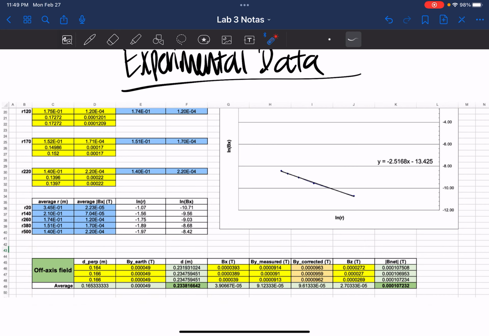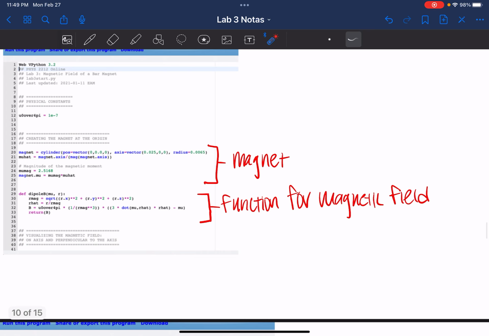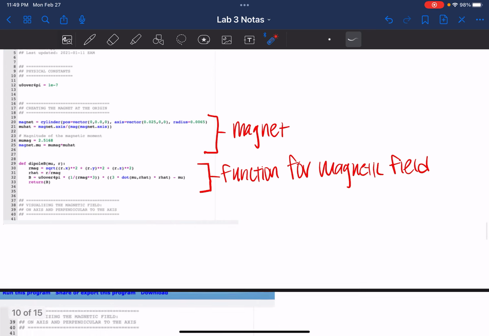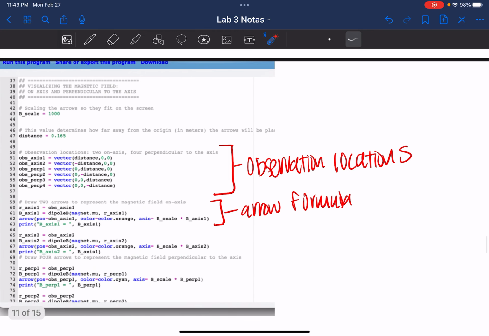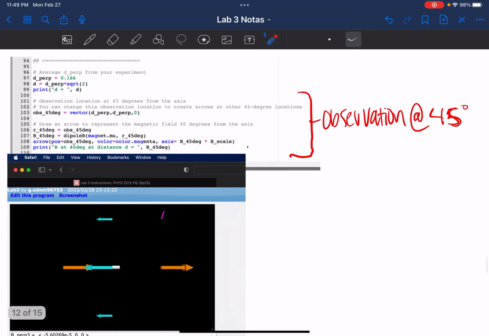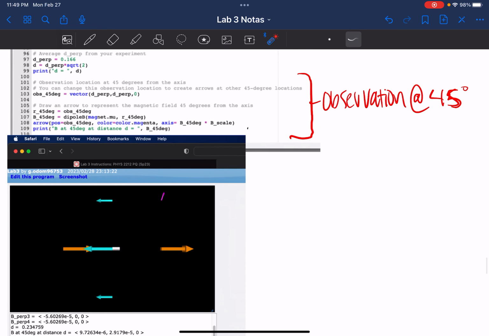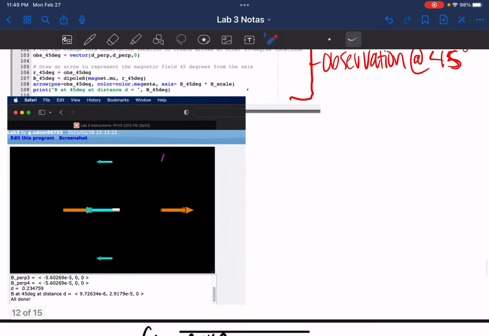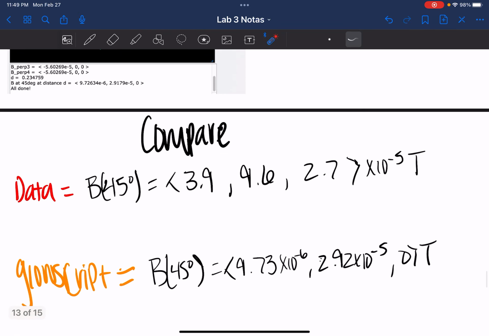This is the coding. This part sets up the magnet. This is the function for calculating the magnetic field. And then these are the observation locations, all these vectors right here. These are just creating the arrows for each of those observation locations. And then this is for the 45-degree angle one, and these are the arrows that were generated.